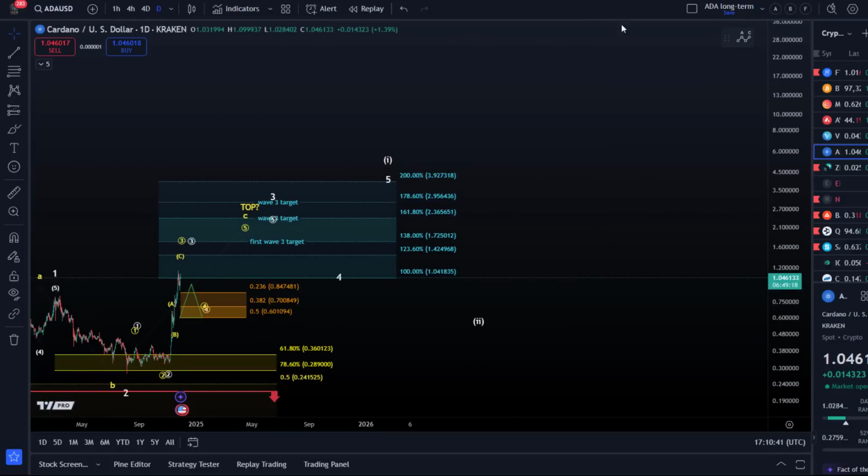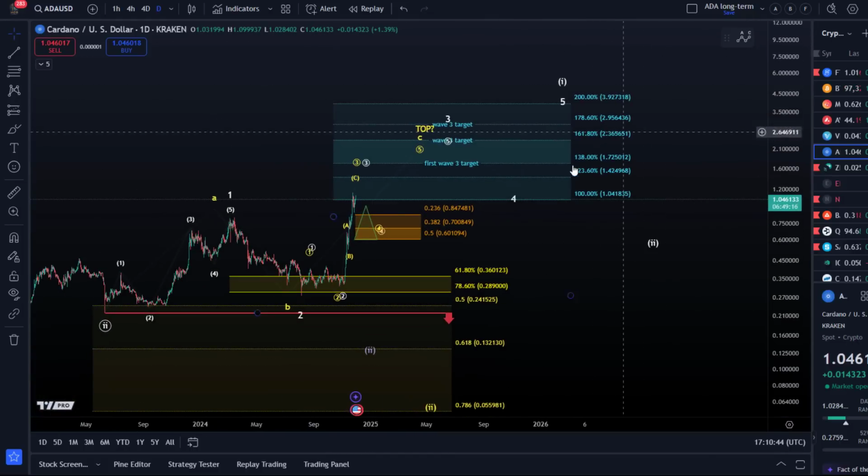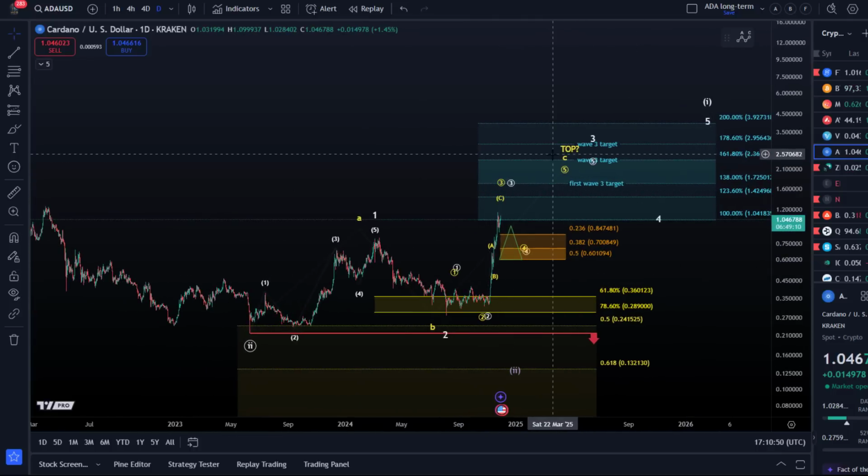But this is not me predicting any crazy prices. Let's first see if we can form these 5 waves and hold a higher low, because there is high risk, high chance that it's going to break after 3 waves up.